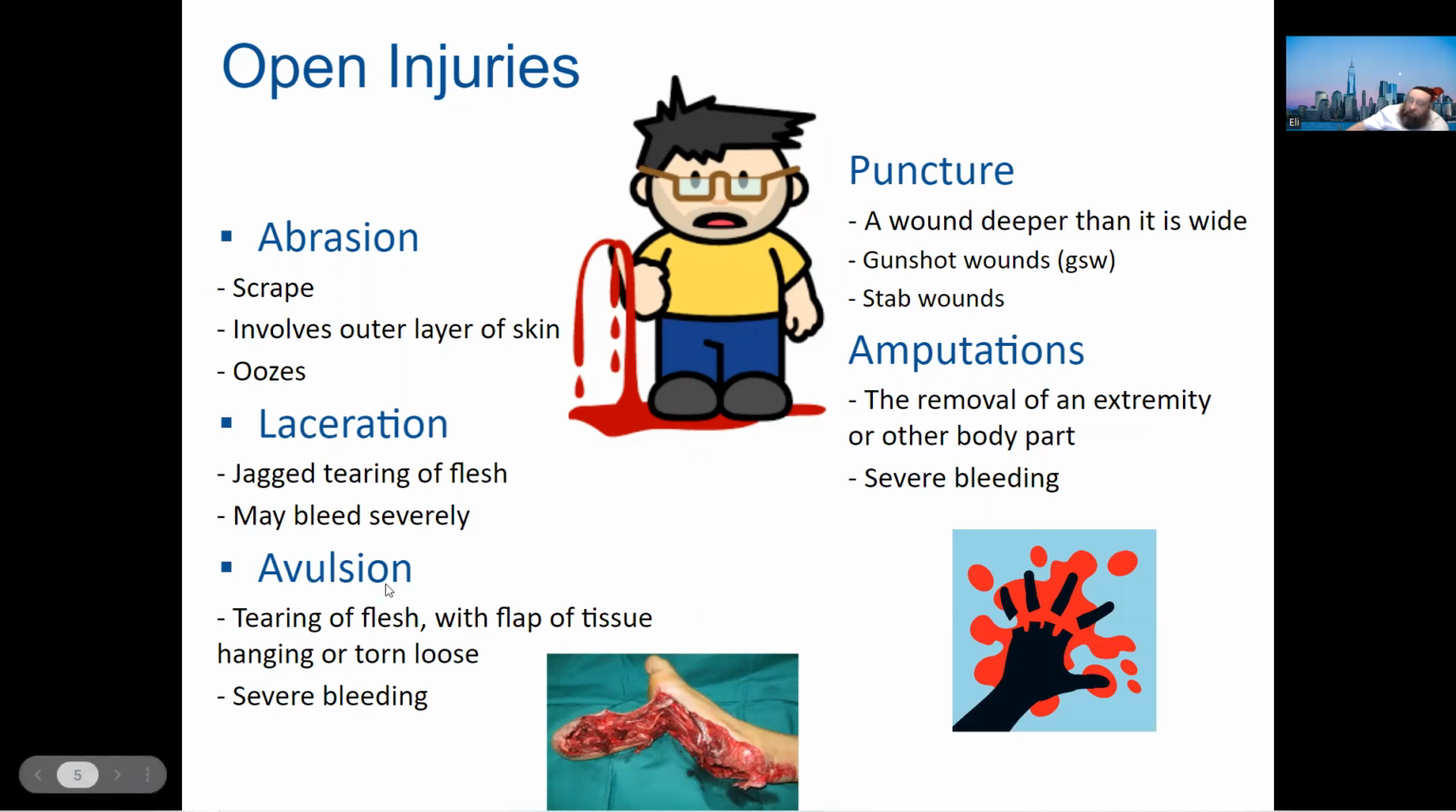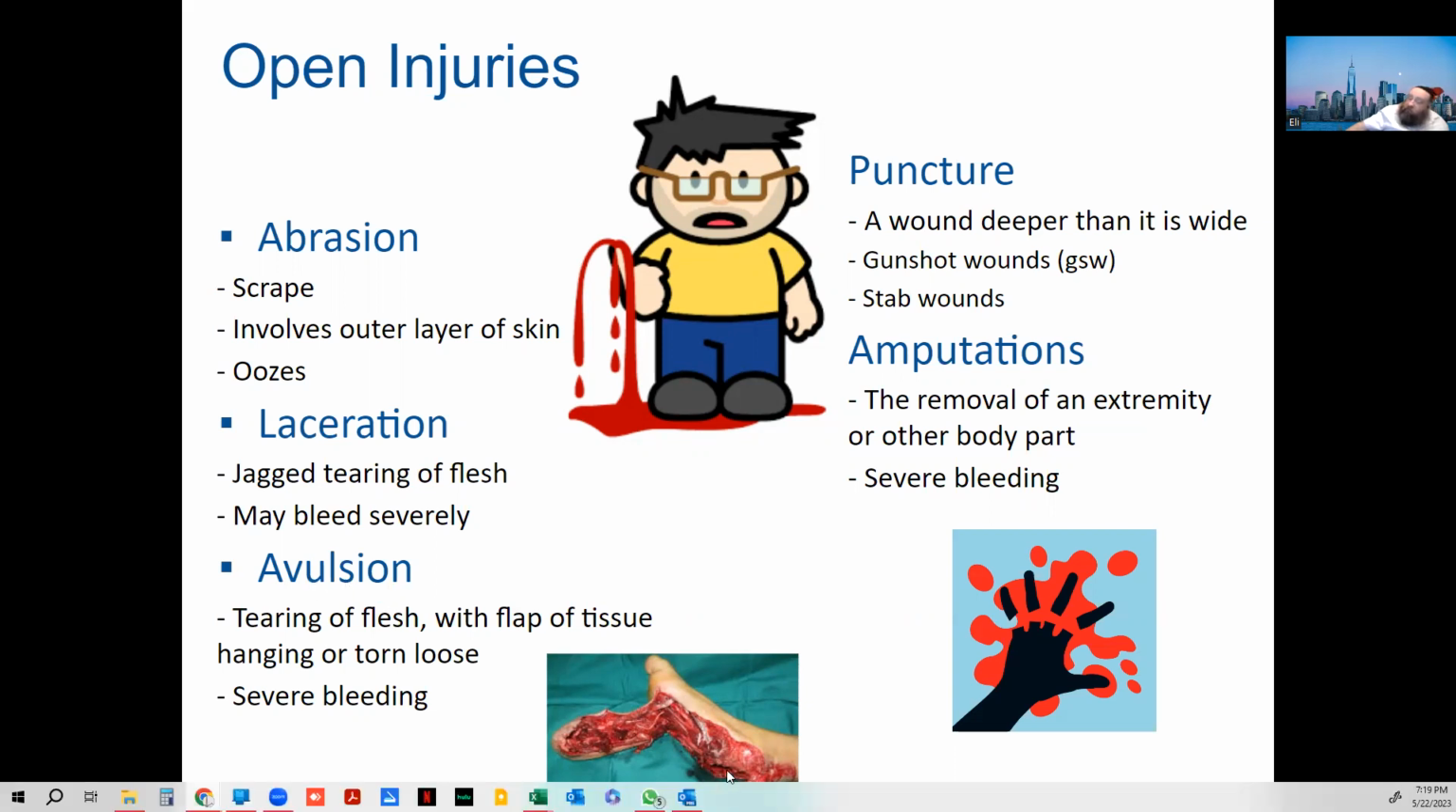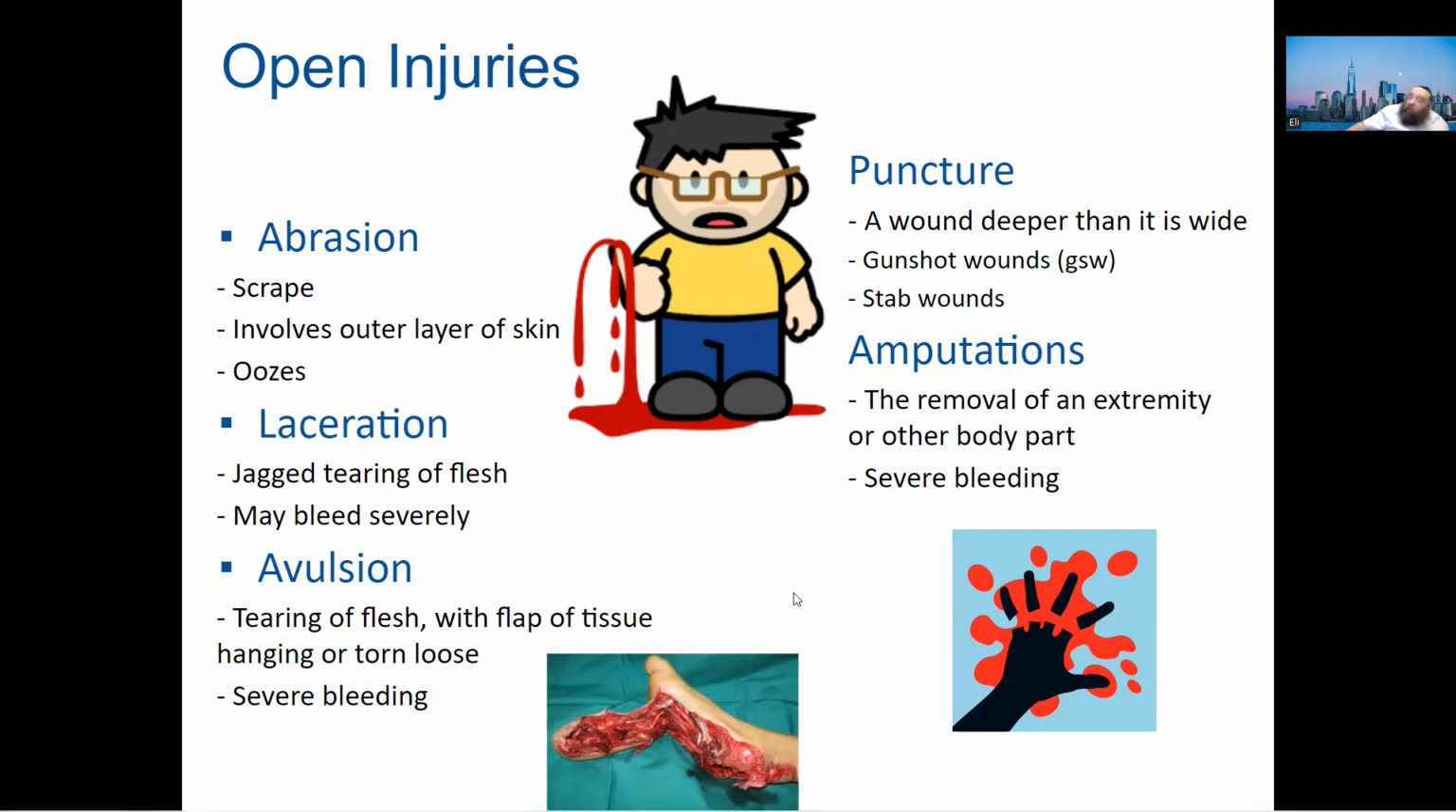An avulsion, that's the most gruesome avulsion picture I could find. So that is the tearing of flesh or muscle, but it's still attached. Okay, so I think you can notice that even though that has been ripped away, it is still attached, it's hanging, it's loose. That usually is accompanied by severe bleeding. And if it's anything more than a fingernail, it could be pretty serious. I've seen patients die from avulsions.